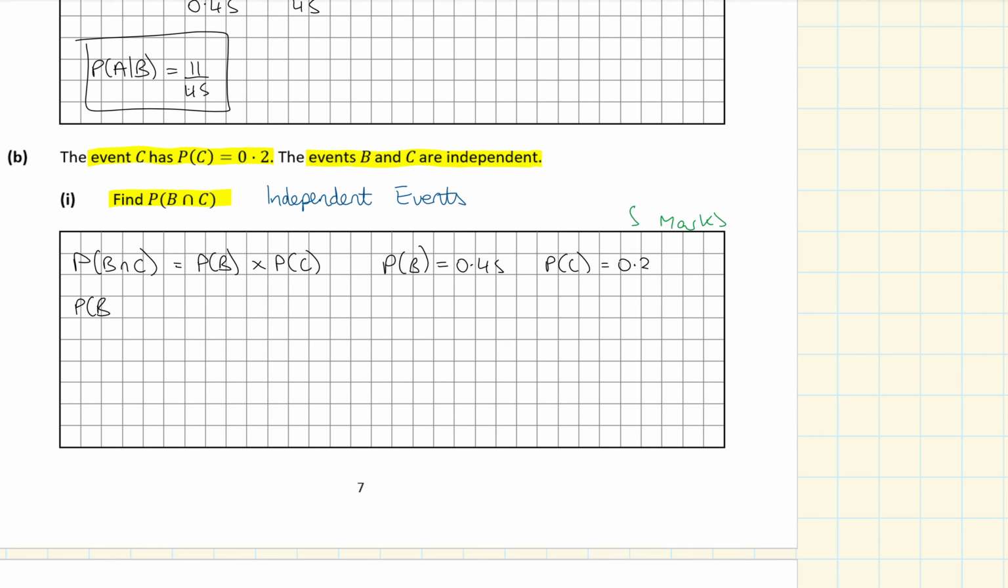So then, using our condition for independent events, and again, you need to memorize this. It's not in your log tables. We multiply our two together, 0.45 by 0.2. So the probability of B intersection C is 0.45 by 0.2, which will give me 0.09. There's our answer there.